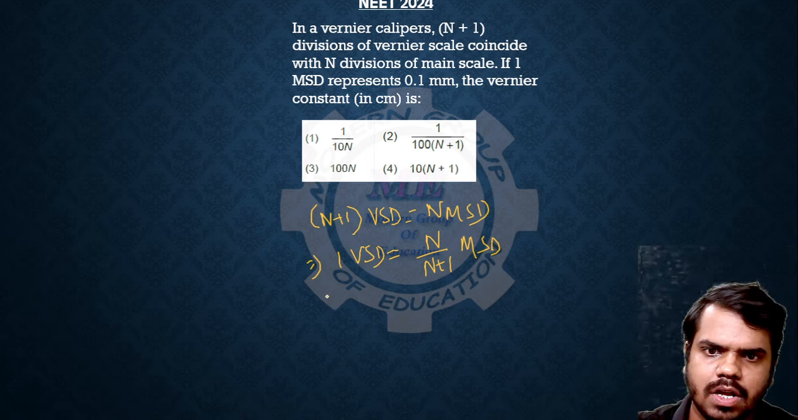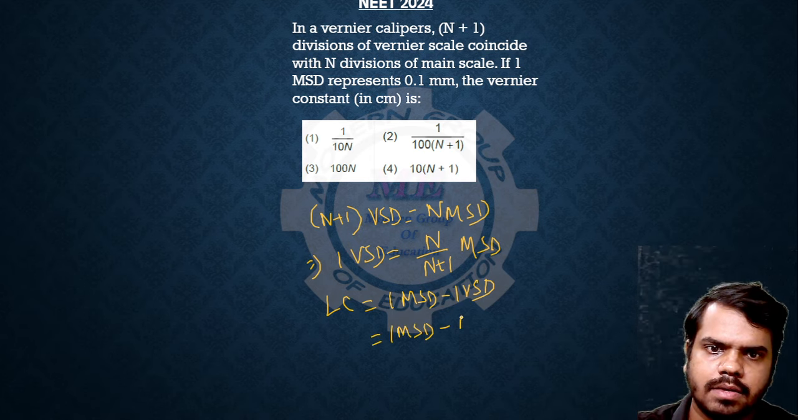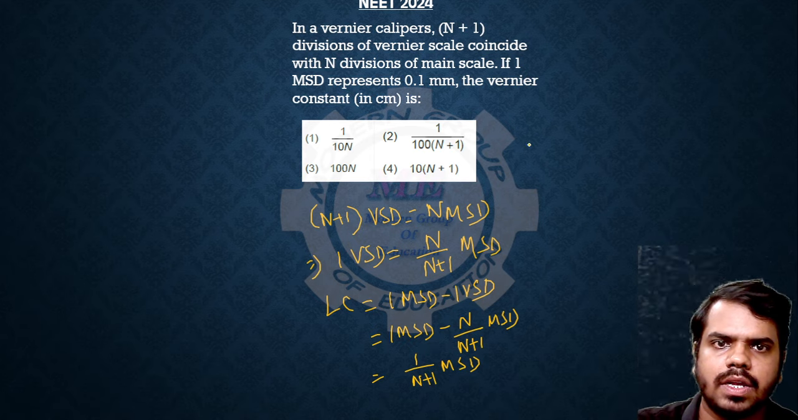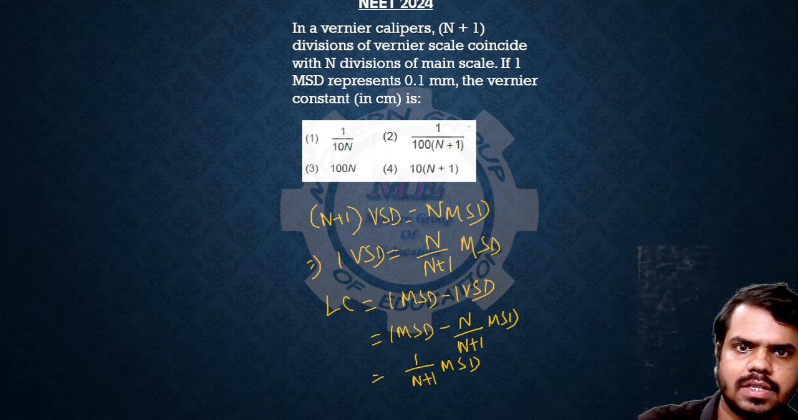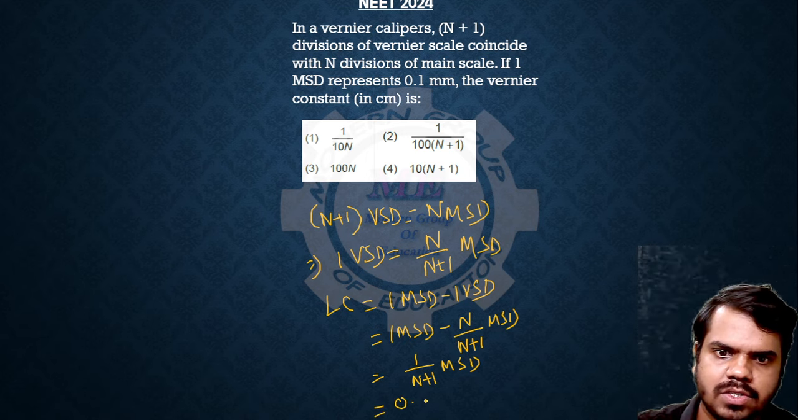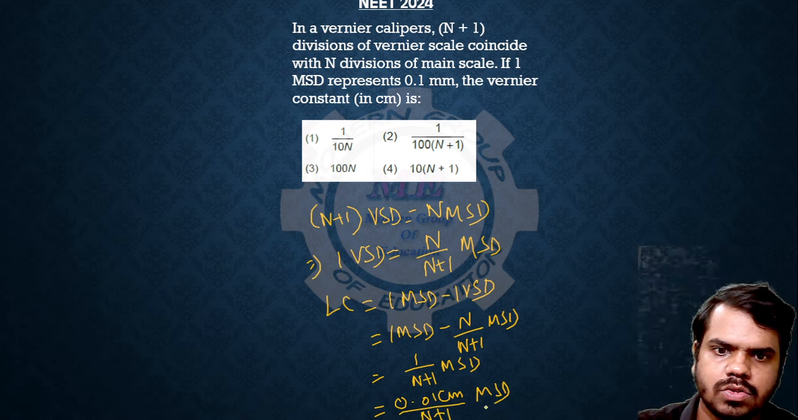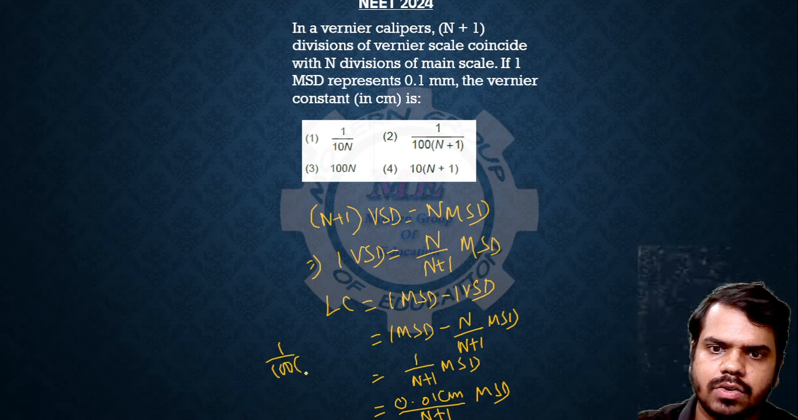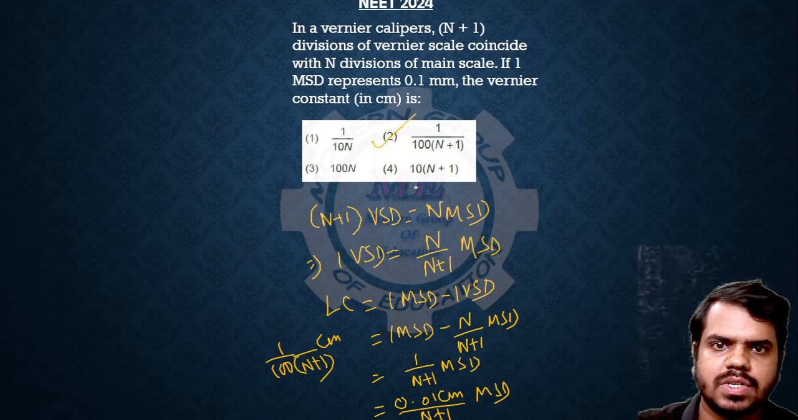Vernier constant means least count. Least count is equal to 1 MSD minus 1 VSD. So 1 MSD minus n by n plus 1 MSD, that means it is 1 by n plus 1 MSD. Now if 1 MSD represents 0.1 millimeter, you have to find the value in centimeter. 1 millimeter means 0.1 centimeter, so 0.01 by n plus 1, that means 1 by 100 into n plus 1 centimeter. So option 2 is correct.